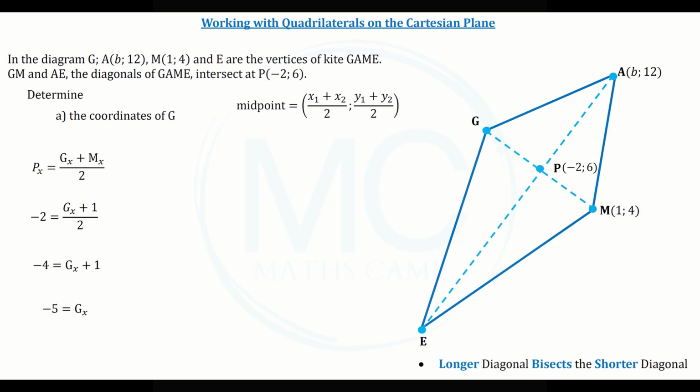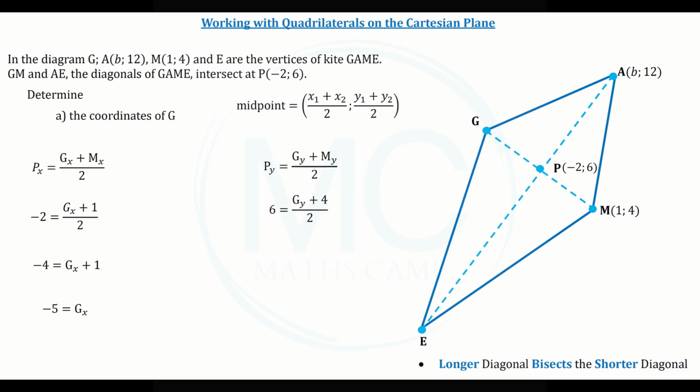Now we can find the y-coordinate. We can say the y-coordinate of midpoint P, let's call it Py, is equal to the y-coordinate of G, Gy, plus the y-coordinate of M, My, all over 2. The y-coordinate of P is 6, and we make this equal to the y-coordinate of G, the value we're trying to find, so we say Gy, plus the y-coordinate of M, 4, all over 2.